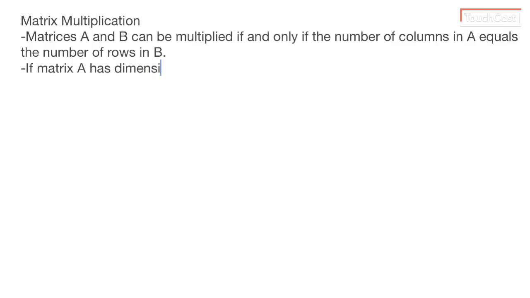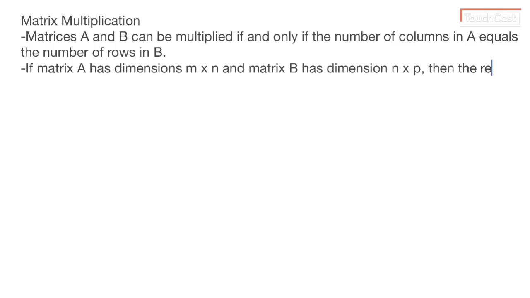has dimensions m by n, correction, m rows and n columns, and matrix B has dimensions n by p, n rows and p columns, then the resulting dimensions of AB, matrix A times B, is m rows by p columns.